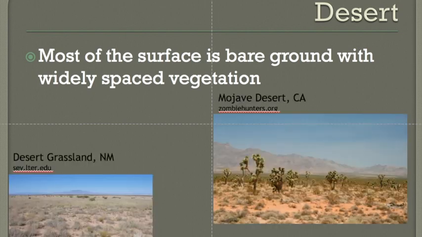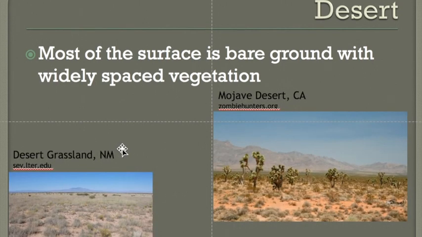All right. So just a couple of the deserts we have in the U.S. Of course, we have the Mojave Desert in California. You can see all the open areas here between these little patches of grasses. And then also here, this is the desert grassland in New Mexico. Again, lots of open bare ground, just a little bit of spots of vegetation there. So that's going to be your definition for desert.